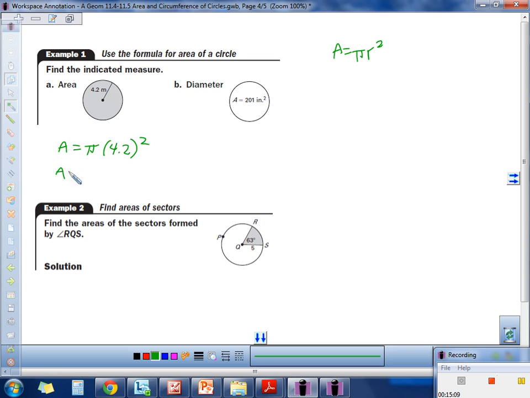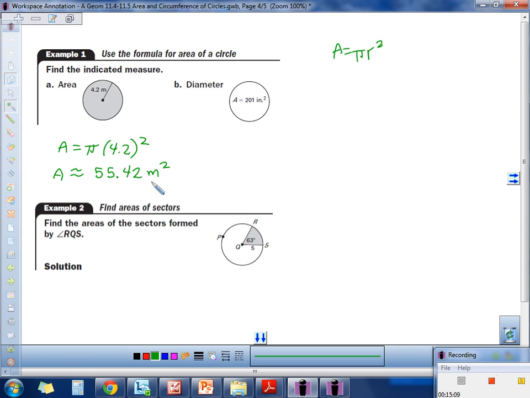Type that in real quick, make sure you can get a good answer. If you don't have a good calculator, you probably can't square a number. That means you just multiply it by itself, though. Pi times 4.2 times 4.2. 55.42. Are we in agreement? And the units on area are going to be units squared, so meters squared.